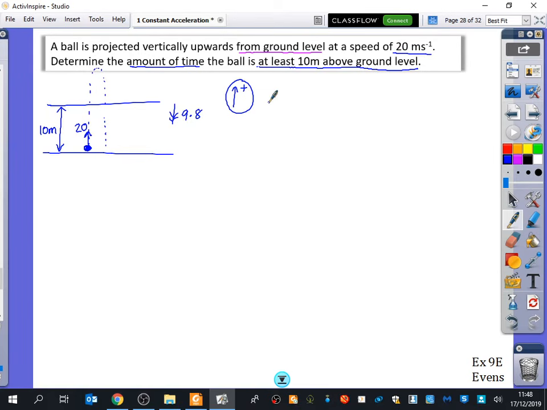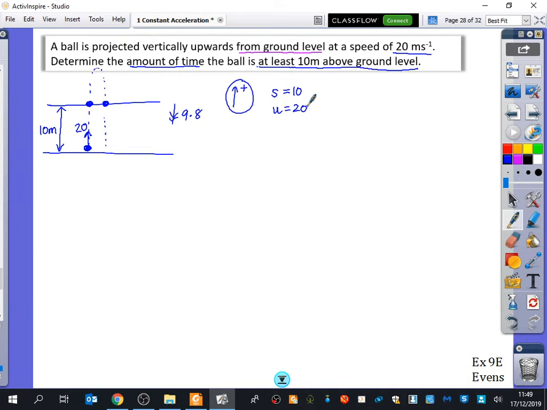So the displacement. 10. Yeah, it's going to be a positive 10 because I'm interested to know when the ball gets here and when the ball gets here. Okay, anything else? So you've got S is 10. Good, and it's a positive 20 because it's going in the upwards direction.